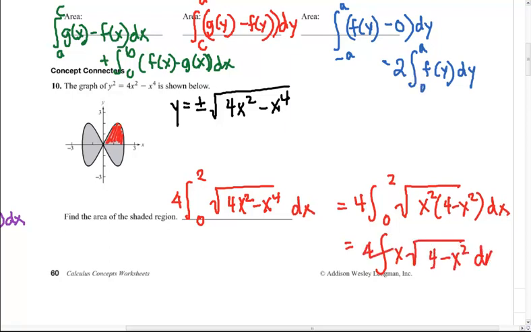So I have this. You should be able to take care of this with just a simple substitution. If you'd like to do a trig sub, you can, but once you work this out, you should get 32 over 3 square units.